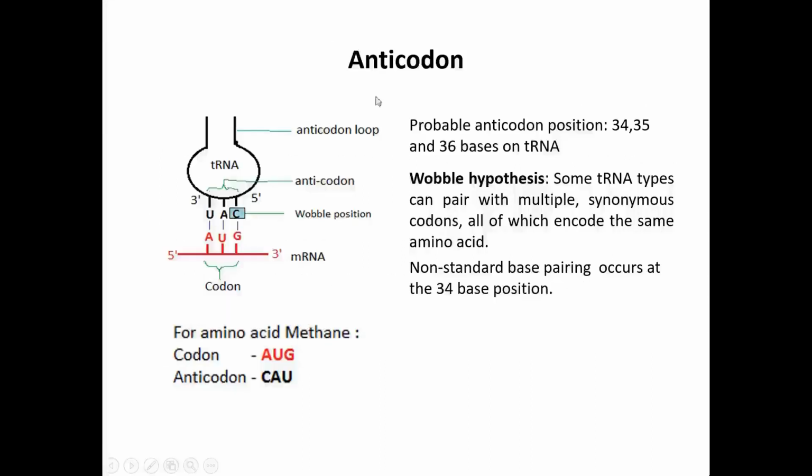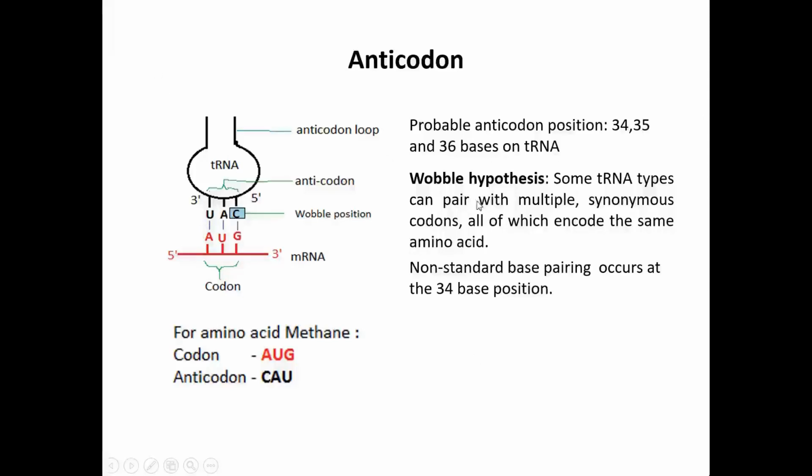Let's brush through a few things. Anticodon is the sequence in the tRNA which recognizes the codons in mRNA during the translation process and leaves the amino acid which it is carrying to form the protein chain. For example, for the amino acid methionine, the codon is AUG. The anticodon here which is written should always be read in 5' to 3' direction. Hence it is CAU. The anticodon positions are mostly 34, 35 and 36 in the tRNA.